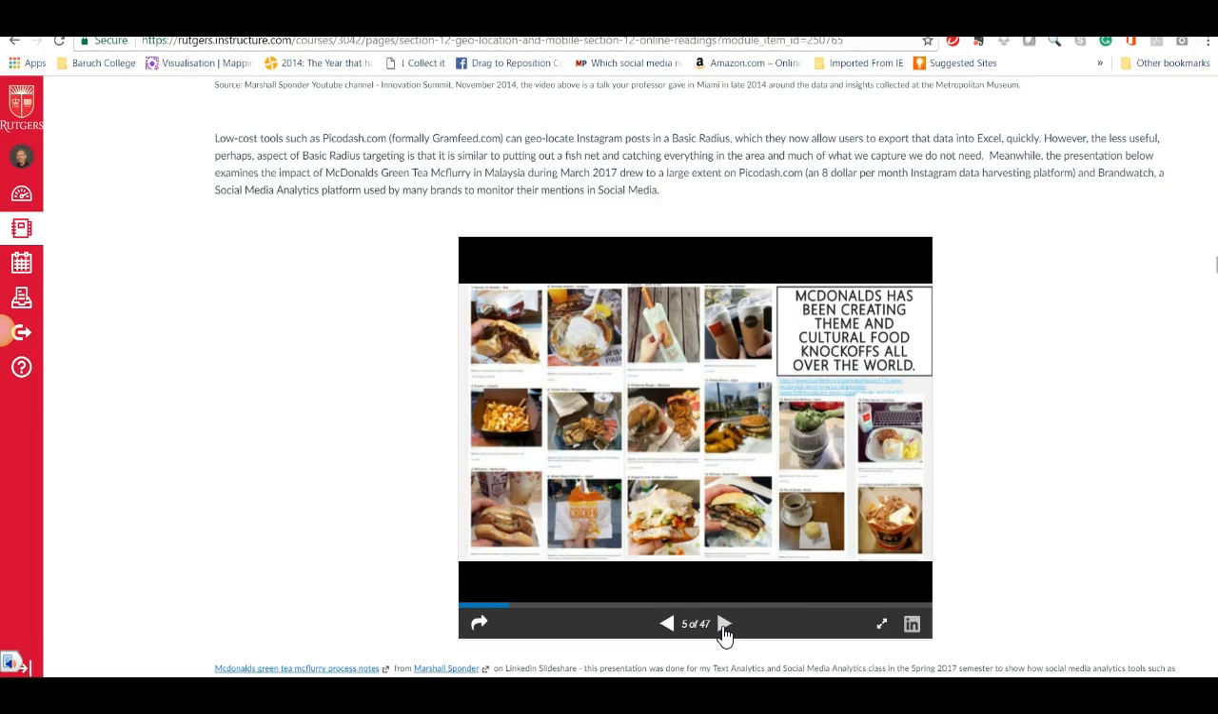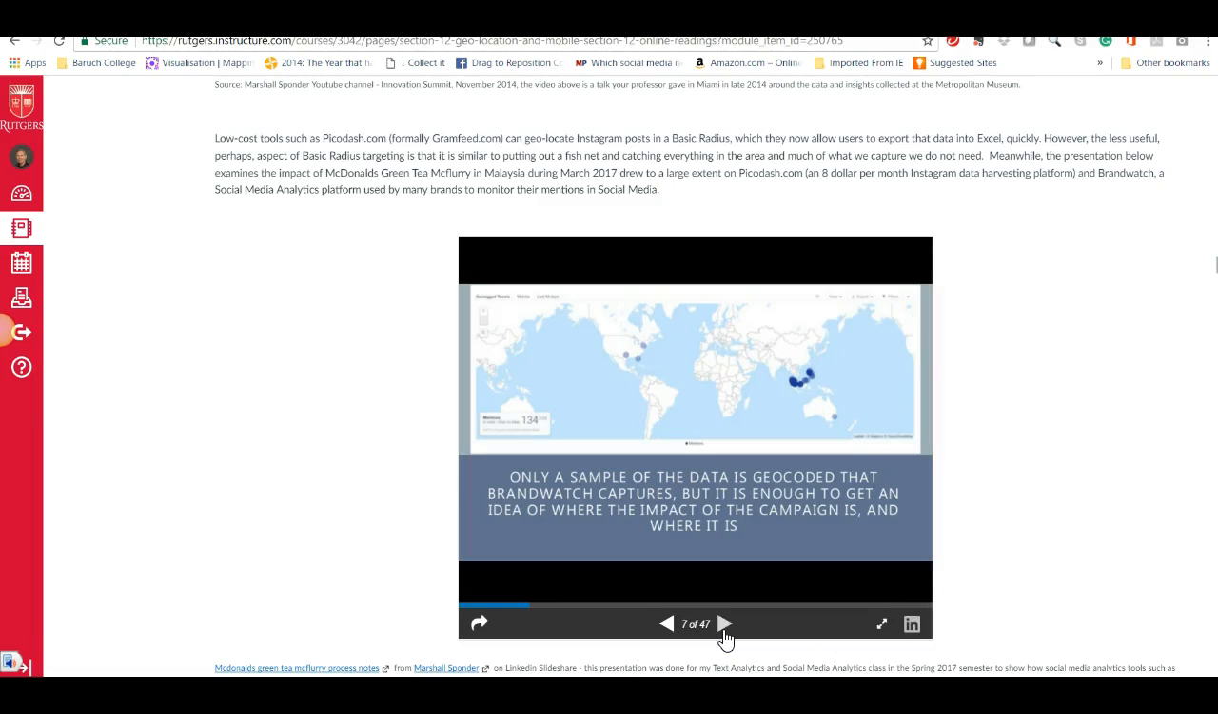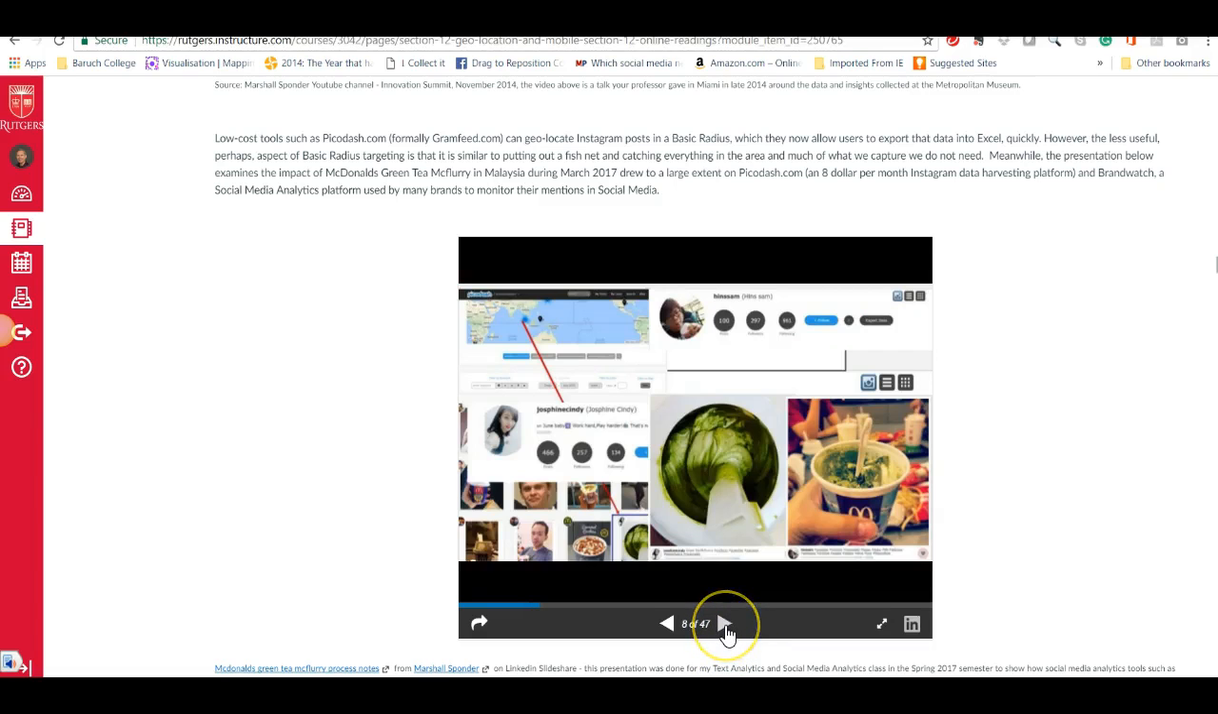So I looked at the stuff McDonald's has been creating all over the world, and I saw that McDonald's does stuff in local areas. They make local promotions. So I was finding out about the green tea McFlurry. Like, where could you buy it? Where were people mentioning it? Using Brand Watch, just text analytics, I was able to isolate that yes, the campaigns are going on in Malaysia. And then I used Pico Dash to look locally in nearby Malaysia, to look at what people were posting about.